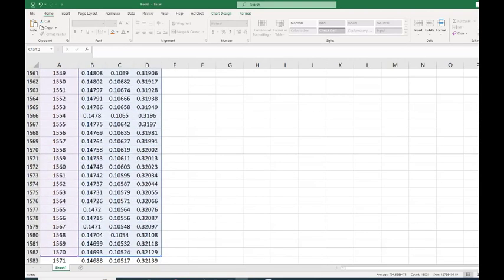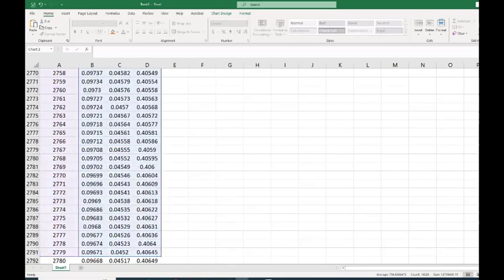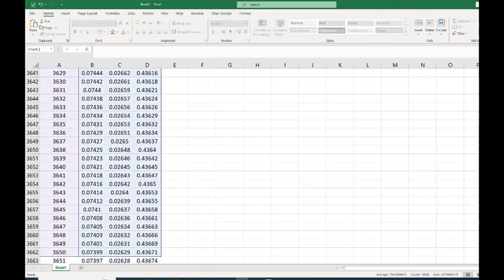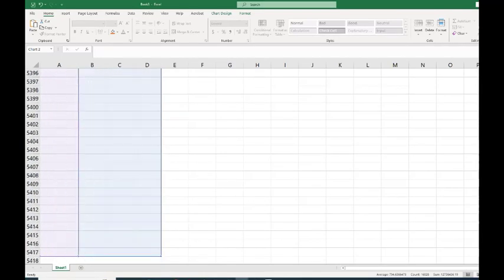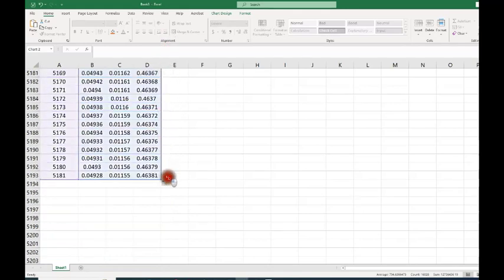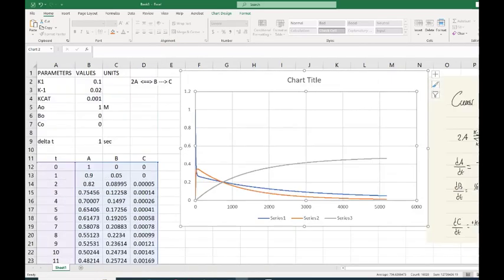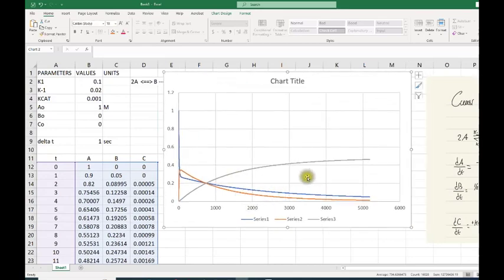Let's grab it completely so I can extend the graph to 5,000 seconds. Let's see where we are. Oops, way too much. More than enough. And let's find out. All right, so that's basically it.